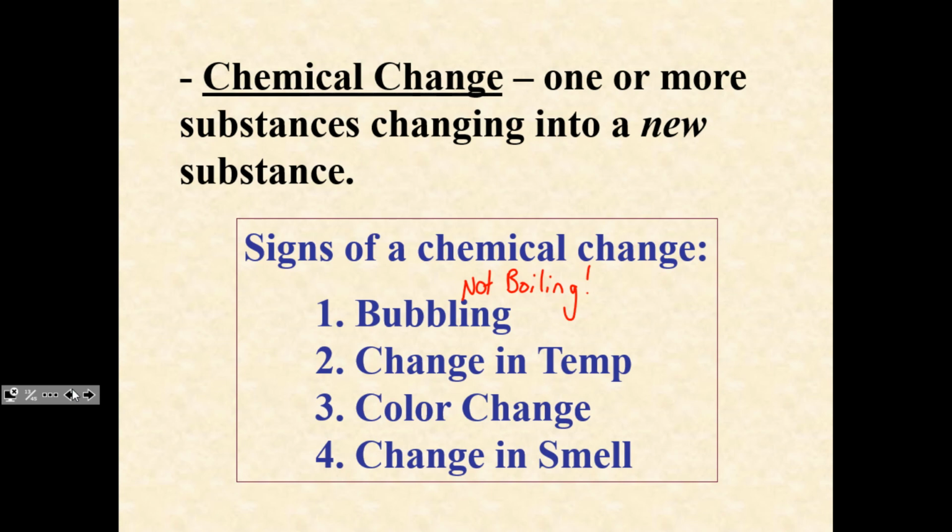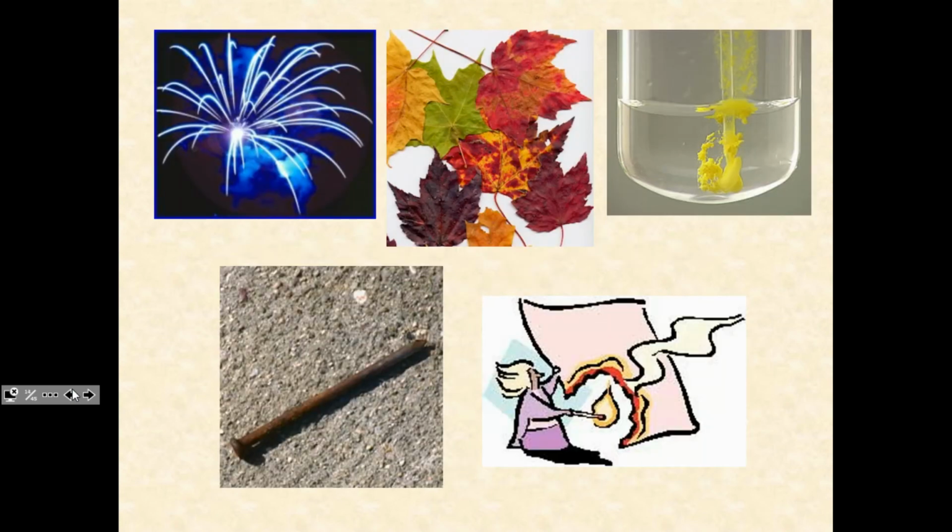So let's go through some examples of those. Fireworks. You have a change in light. There's heat. Chemical change. Leaves burning. Leaves decomposing. They're dying. Their chemical composition is changing. The colors are changing. You have a color change. A clear liquid is dropped into another clear liquid. Forms a yellow compound. Probably a chemical change.